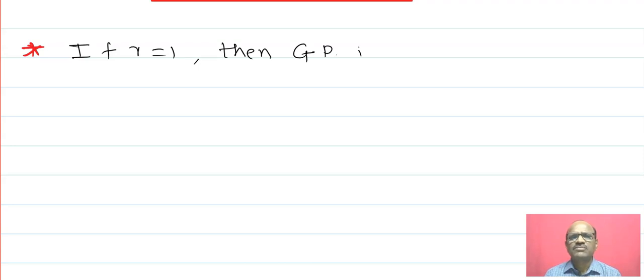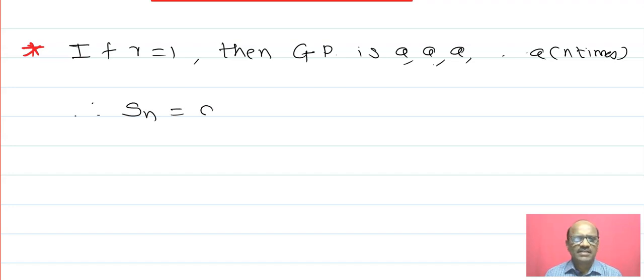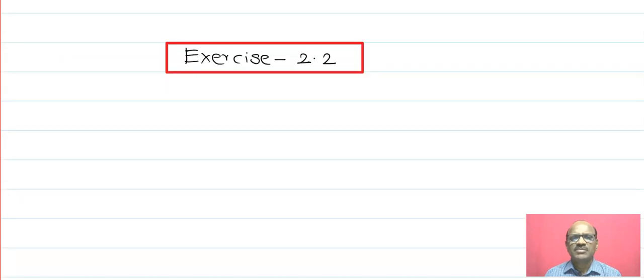If r is equal to 1, then the GP is a repeated n times. Therefore, Sn is equal to a into n. This is the sum of the terms where r is equal to 1.